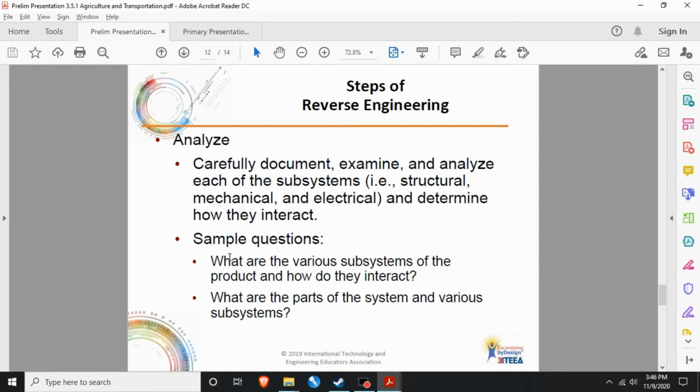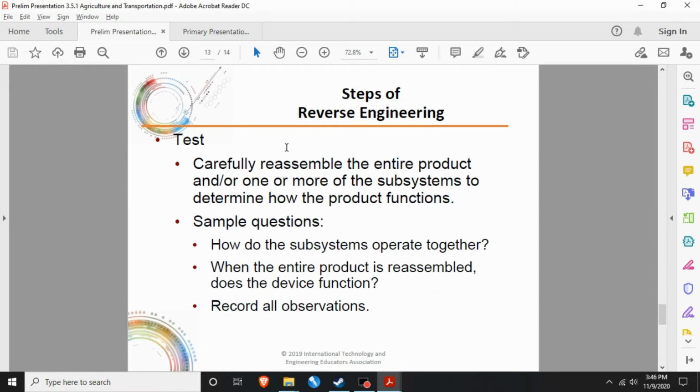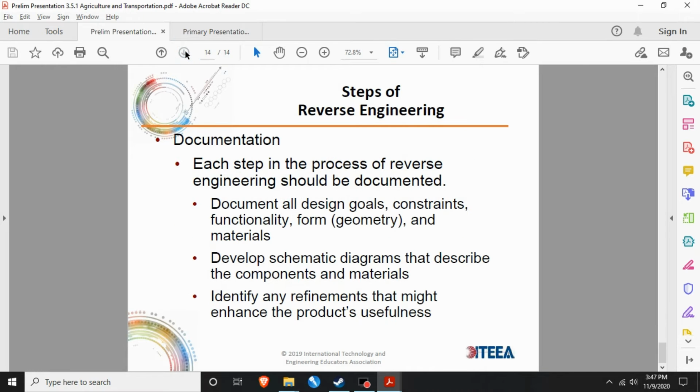Some questions that you may ask during this time are, what are the various subsystems of the product and how do they interact? What are the parts of the systems and the various subsystems? You're going to test it, carefully reassemble the entire product and or one or more of the subsystems to determine how the product functions. You may ask yourself, how do the subsystems operate together? When the entire product is reassembled, does the device function? Make sure that you record all observations.